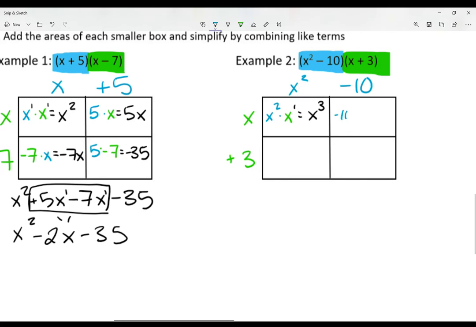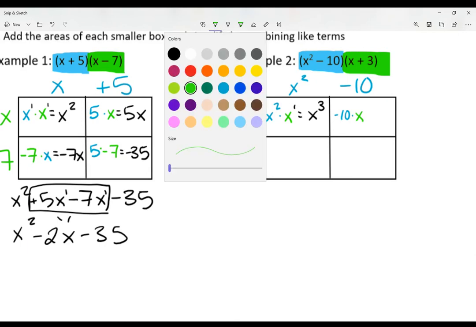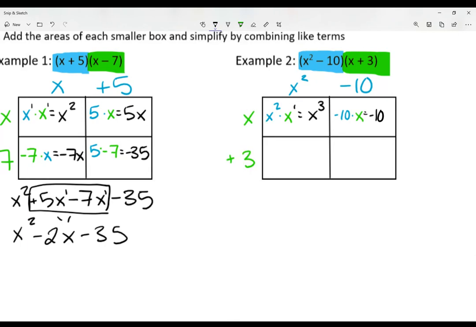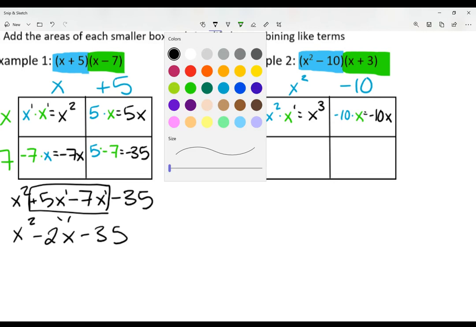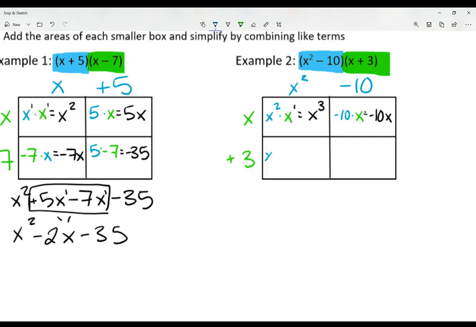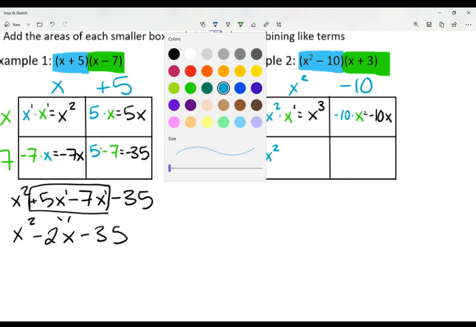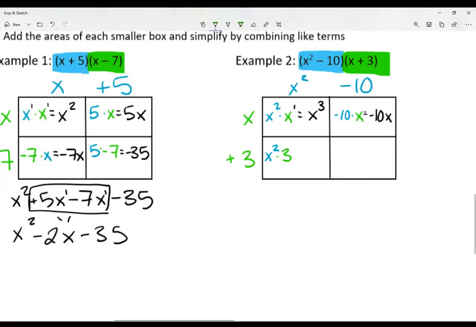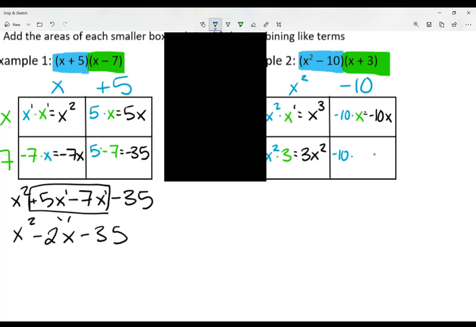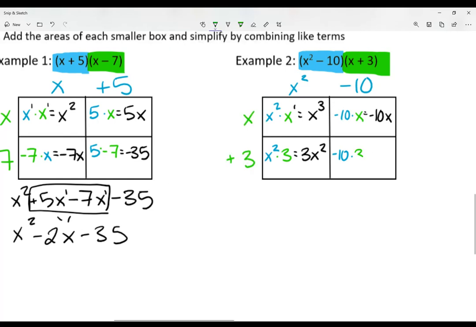All right, we got negative 10 times x, and that gives us negative 10x. On the lower left, we got x squared times 3. And that gives us 3x squared. And then we got negative 10 times 3, which gives us negative 30.